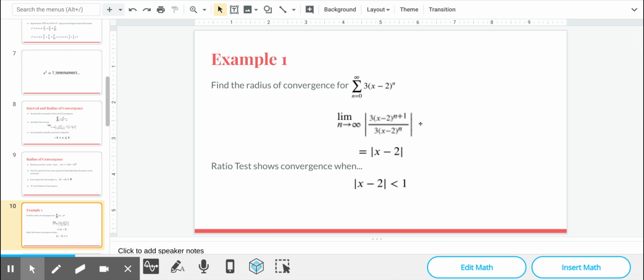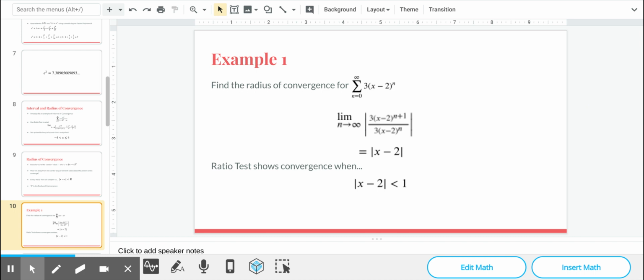I simplify the inside of the absolute value as much as I can. And this one simplifies really nicely, right? The 3's cancel, n plus 1 over n. I'm just going to subtract those exponents because they have a common base of x minus 2. And so it really just becomes x minus 2 to the first. And so this whole thing actually just boils down to the absolute value of x minus 2.